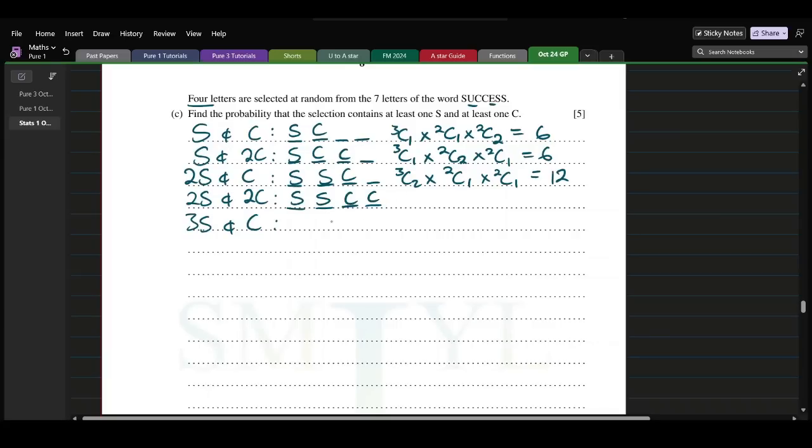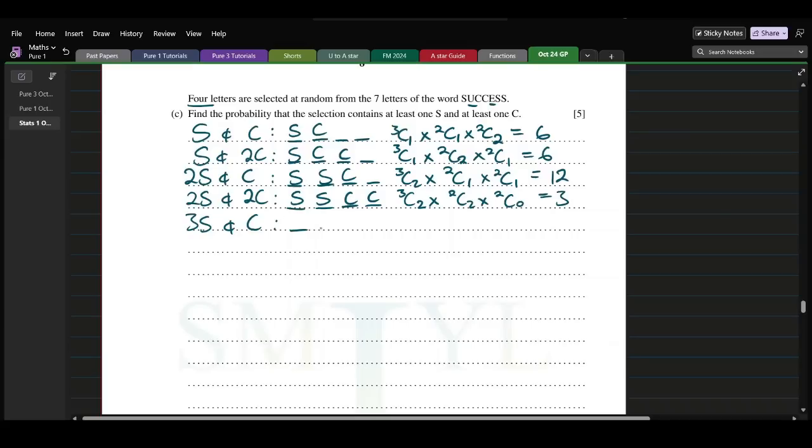So that means we're picking 2 S's from 3, so 3 choose 2. We're picking 2 C's from 2, so 2 choose 2. And then there are 0 slots for the remaining 2 letters, so 2 choose 0. And if we simplify this, this becomes 3 times 1 times 1, so that's 3.